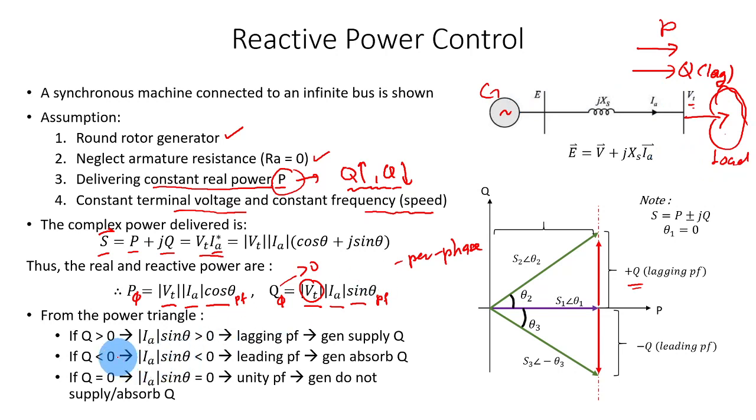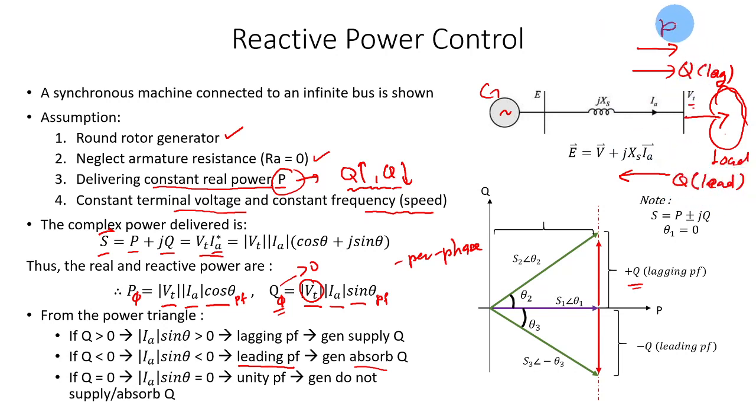Okay. And vice versa, if you have Q less than 0, then IA sine theta will be less than 0, and because of that you have a leading power factor. Okay, IA is positive, but sine theta means the angle will be on this side of the complex plane. Then when you have a leading power factor, basically the generator will be absorbing Q, so the Q will flow this way.